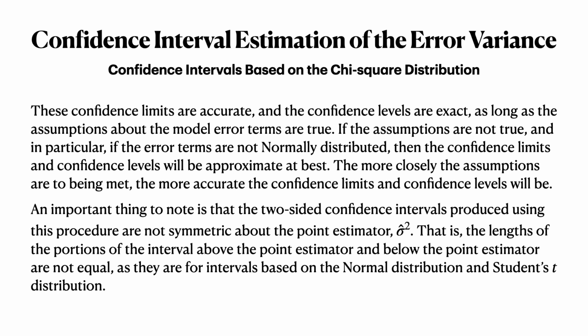An important thing to note is that the two-sided confidence intervals produced using this procedure are not symmetric about the point estimator sigma hat squared. That is, the lengths of the portions of the interval above the point estimator and below the point estimator are not equal as they are for intervals based on the normal distribution and student's t-distribution.